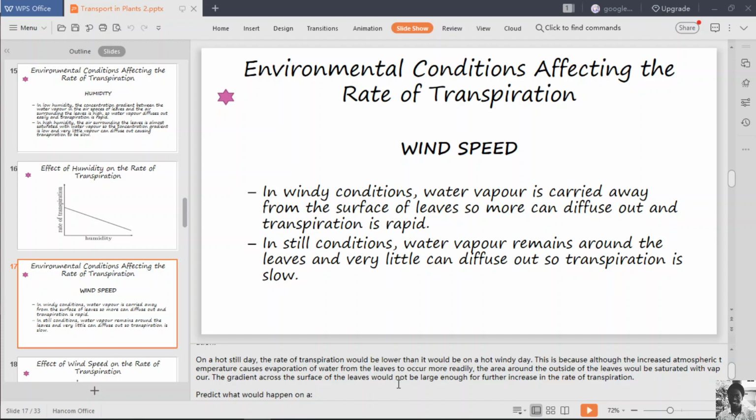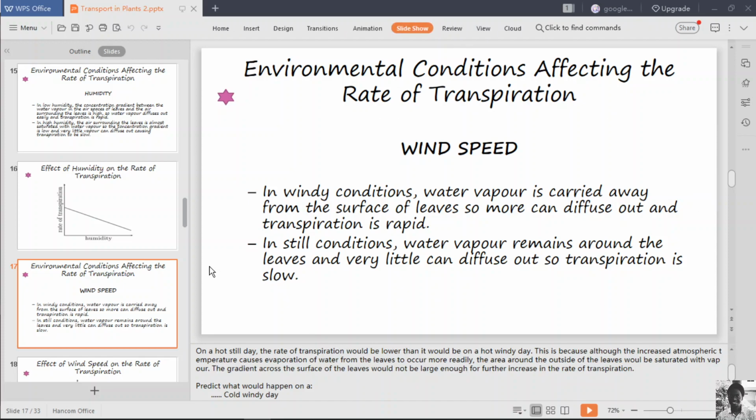Now what I want you to do is predict what would happen on a cold windy day and on a cold still day. As an assignment, describe or discuss what would happen to the rate of transpiration on a cold windy day as compared to a cold still day, or a cold day that is not windy, right?